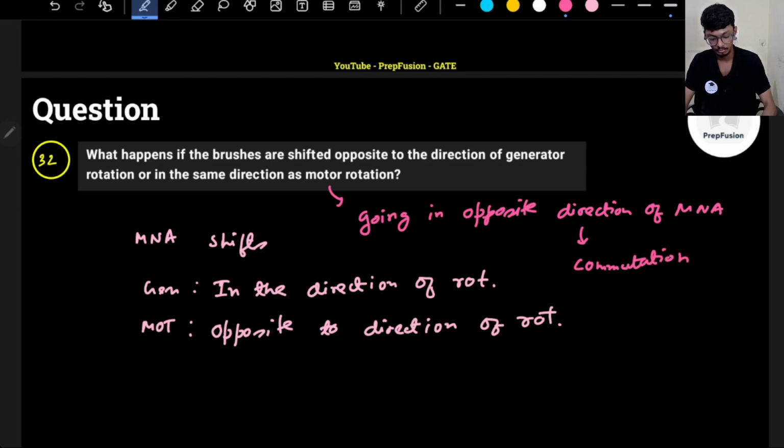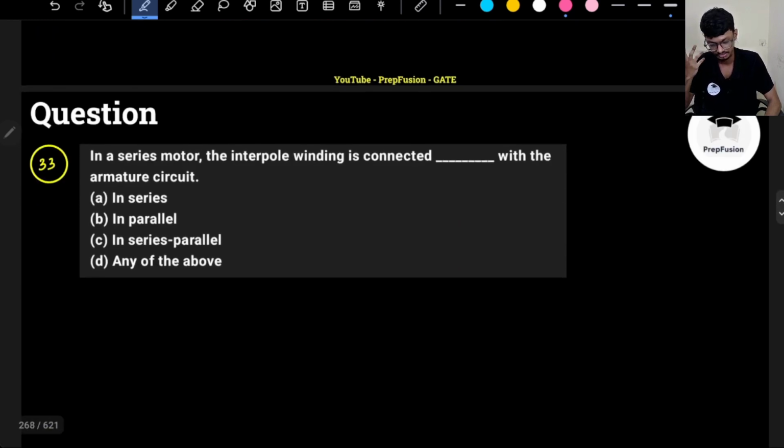We will see what kind of problem in the next lecture. Commutation problem. There will be sparking. Okay, all these problems will be there. If I move further away from the MNA, there will be a sparking commutation problem. So this is the answer basically. What will happen? Sparking will happen.